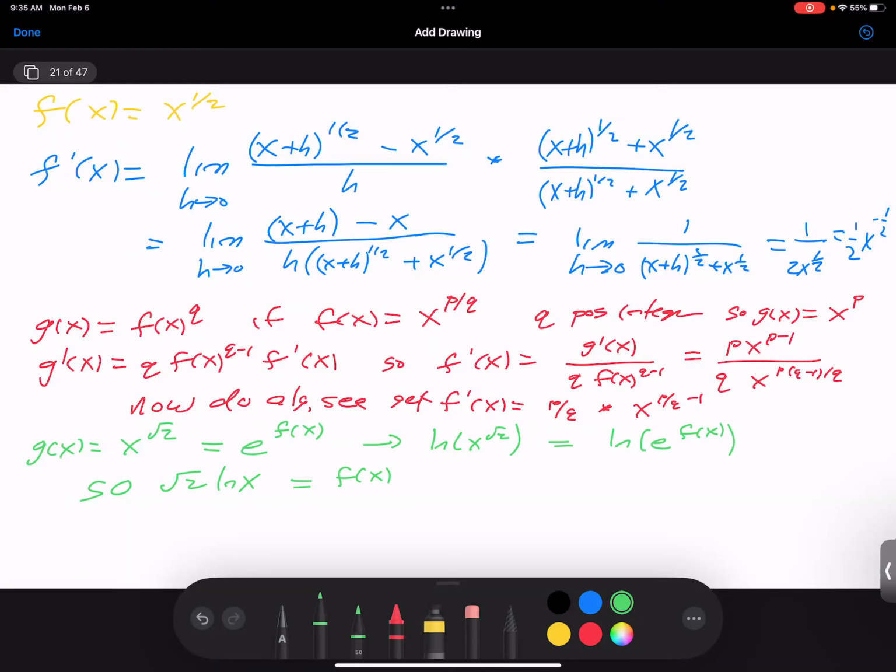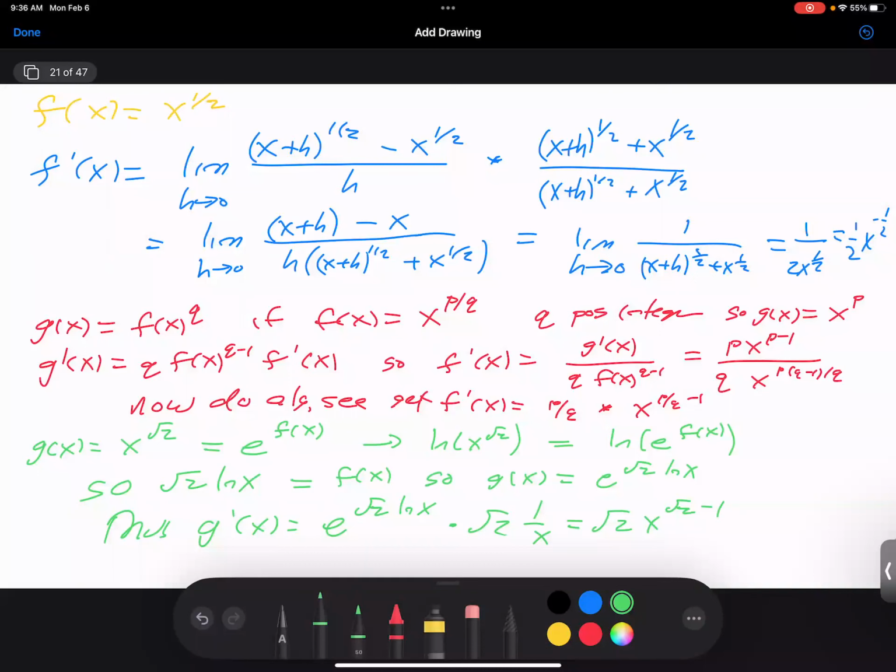So now, g of x is e to the root 2 natural log of x. Thus, g prime of x is e to the root 2 natural log of x times, by the chain rule, the derivative of root 2 natural log of x. What's the derivative of root 2 natural log of x? Well, the root 2 is just a constant, constant rule, and the derivative of natural log is 1 over x. Then e to the root 2 natural log of x was the same as x to the root 2, so we get root 2 x to the root 2 minus 1.